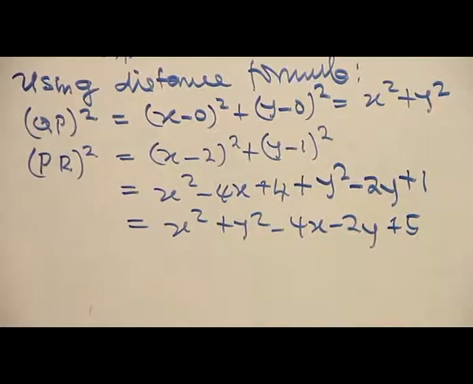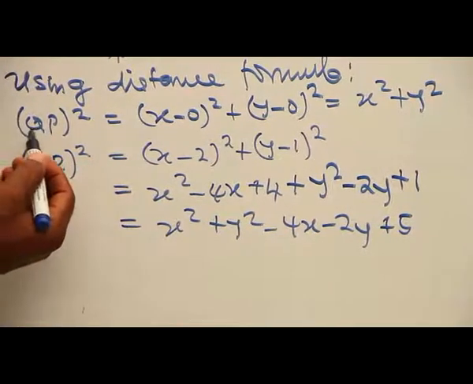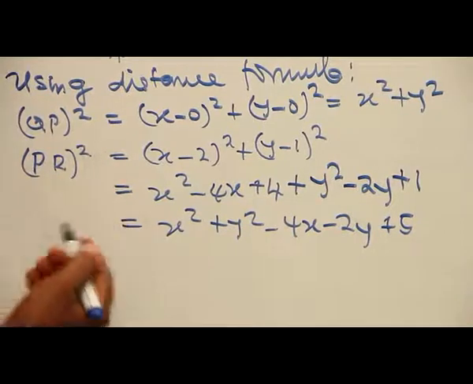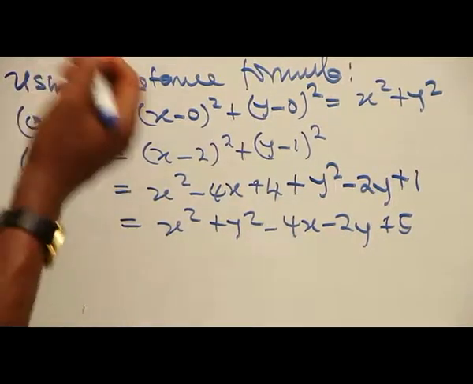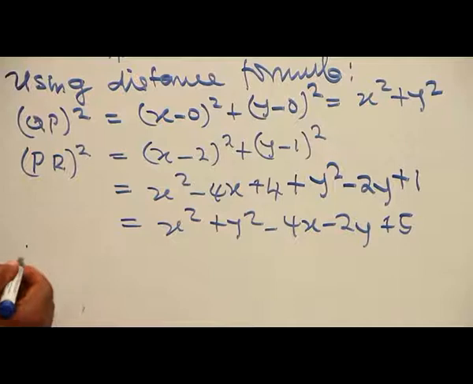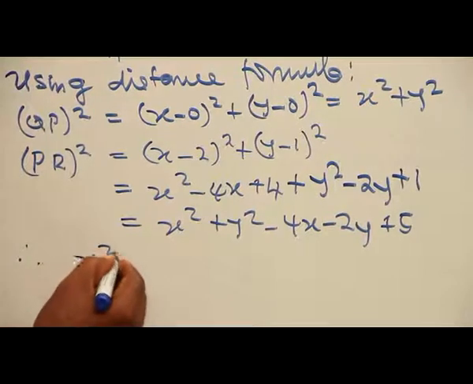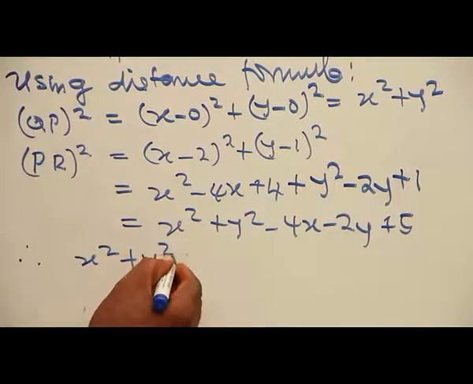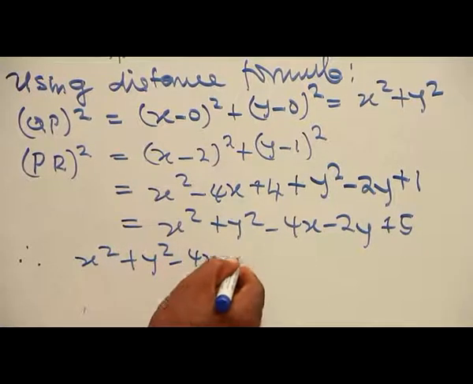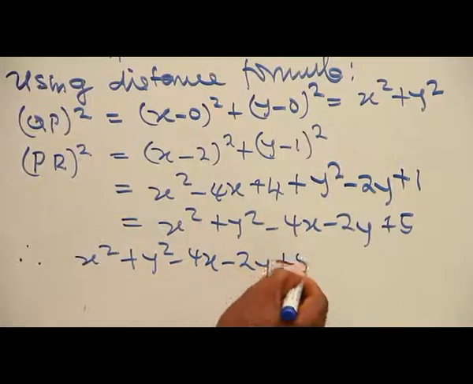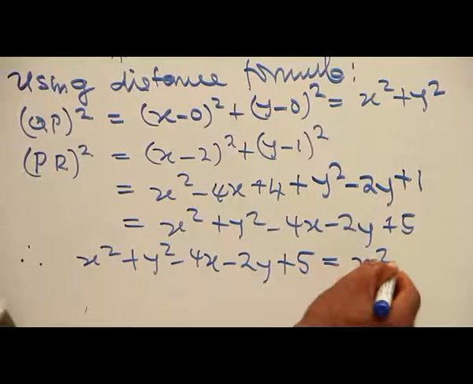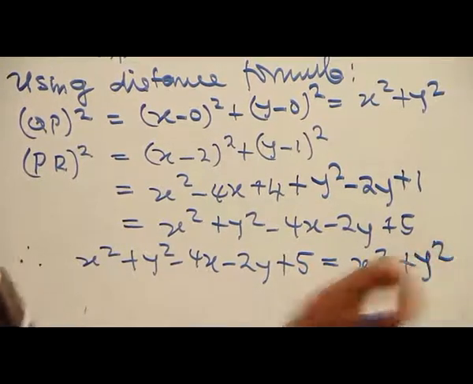Now, note that your QP squared and PR squared, they are equal because QP is equal to PR. Therefore, our x squared plus y squared minus 4x minus 2y plus 5 is equal to x squared plus y squared.